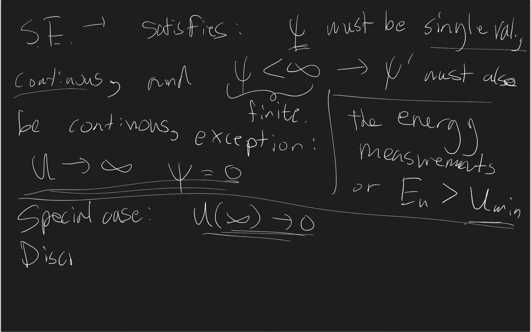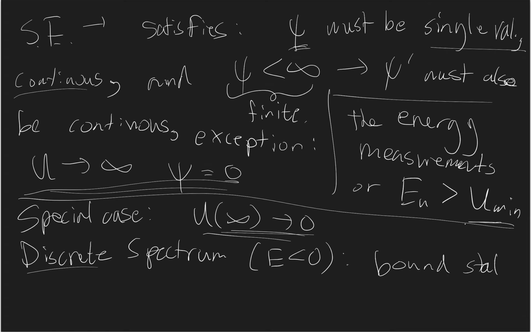So the discrete spectrum is classified for energy readings that are negative. And the reason it's called discrete is because negative energy states correspond to bound states. Okay, and there are only finitely many bound states, where the particle is localized. So particles are localized.